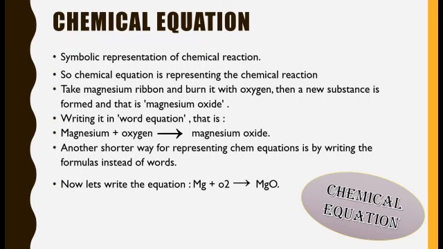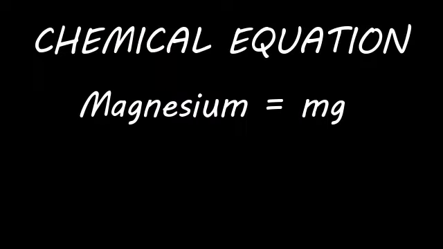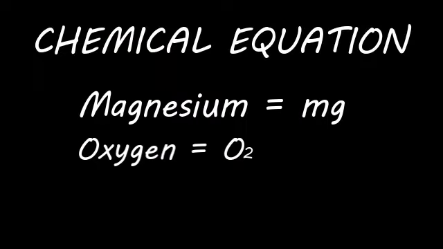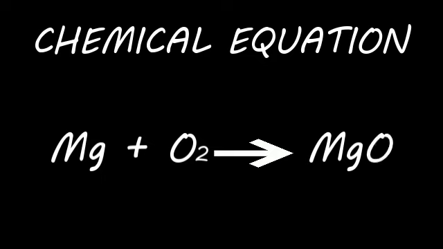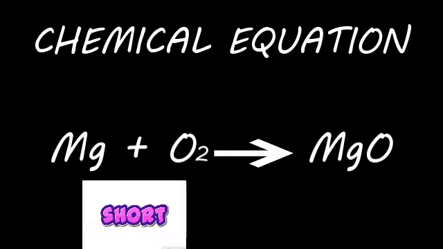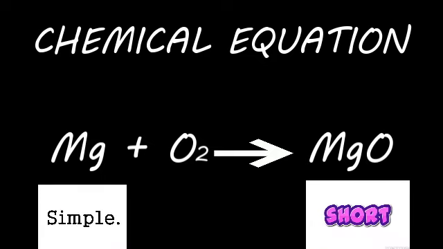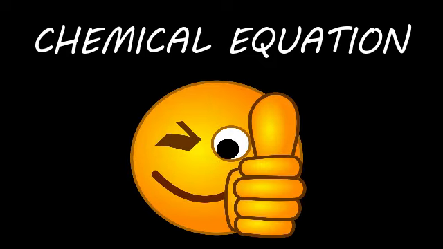Another shorter way of representing a chemical reaction is by writing the formulas instead of words. We know the chemical formula of magnesium, oxygen and magnesium oxide. Now let's form an equation, and we get Mg plus O2 gives out MgO. Now see the equation, how short it is. So by this we can represent the chemical reaction.